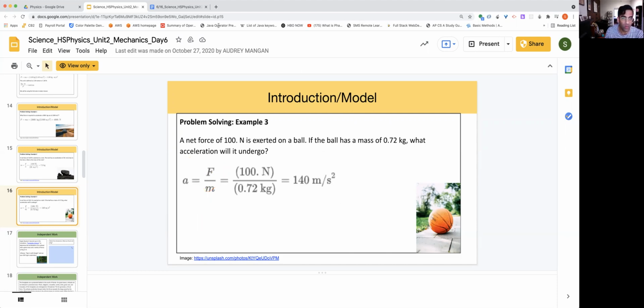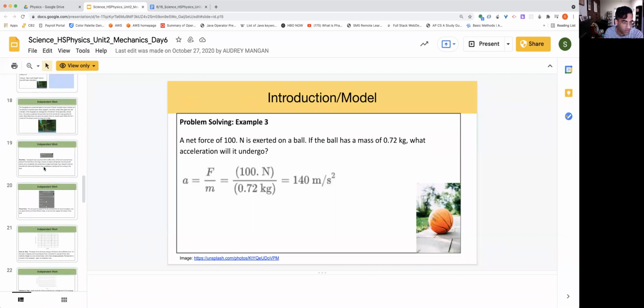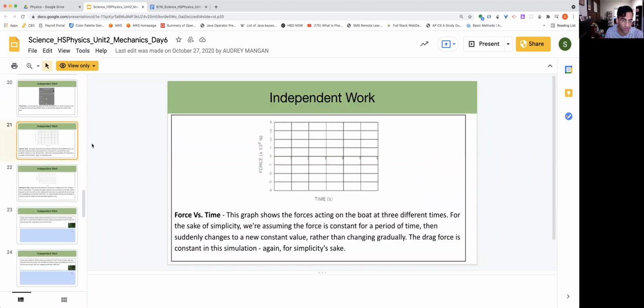Finally, I want to talk about one of these complicated problems. So you have this really interesting simulation that I'm going to let you look through. Let's talk about this graph of force versus time. They say the graph shows the forces acting on the boat at 3 different times. For the sake of simplicity, we're assuming the force is constant for a period of time, then suddenly changes to a new constant value rather than changing gradually, and the drag force is constant in this simulation.